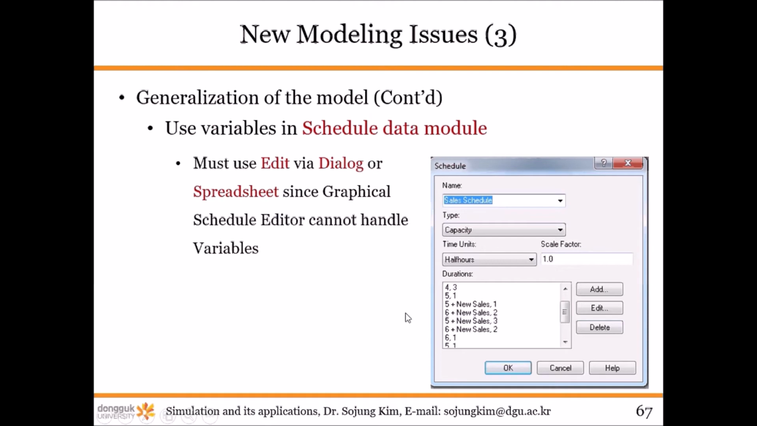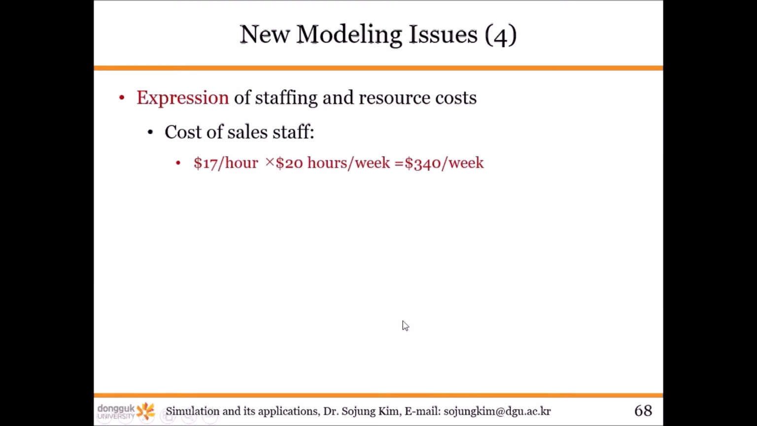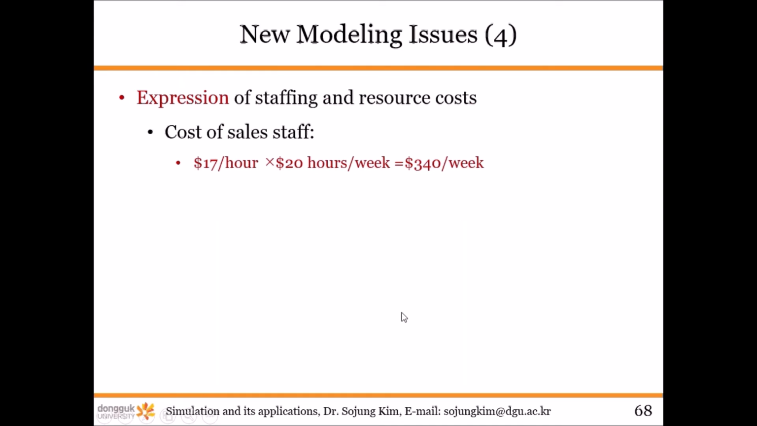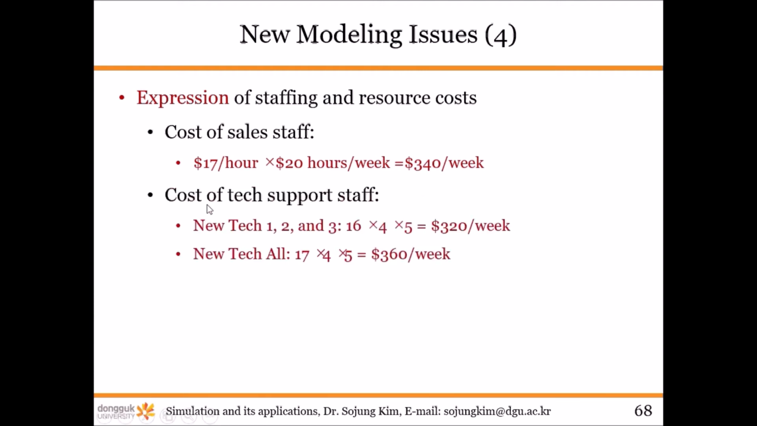Instead of the graphical schedule editor, you can use a dialog to specify the name of the variable in order to find the apparent number of the new employees. And also you need to update the expression of staff resource cost. The cost of sales staff is like this, and the cost of the tech support staff should be like this per week: $320 per week, then $360 per week, and then $340 per week for the sales staff.